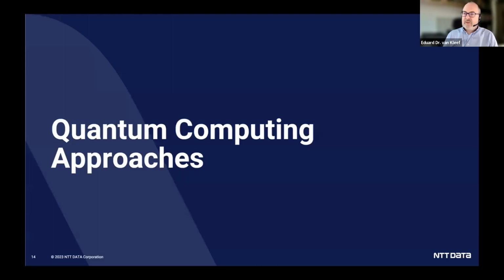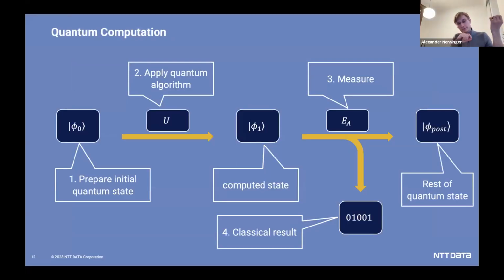I would imagine that the number of measurements is not a problem, because you can just restart this process again. You can make this a classical loop. You prepare your initial state, you apply your quantum algorithm, you measure, and then you get a different result. But you can estimate the quantum state that you have this way.